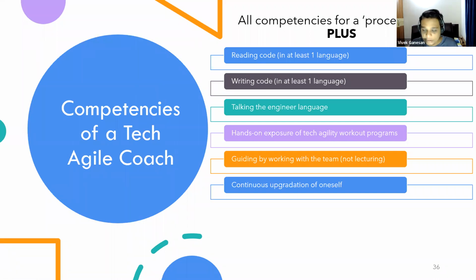How do you test? Right? That is another thing. And talking the engineer language, they should be able to converse with engineers and gain their respect and gain a way to work with them very quickly, right? Because they are change agents at the end of the day. And unless they are able to talk to an engineer in a language that they are comfortable with, we basically cannot be very effective, right?